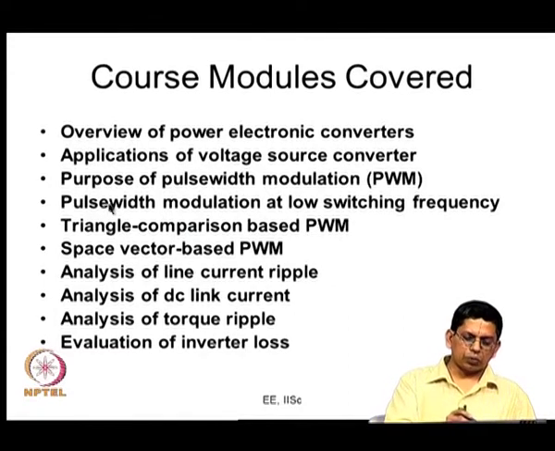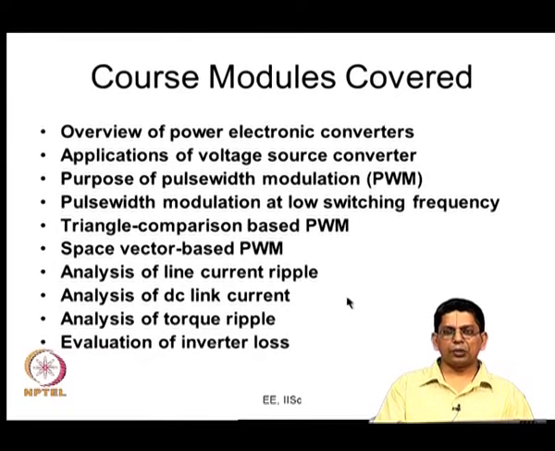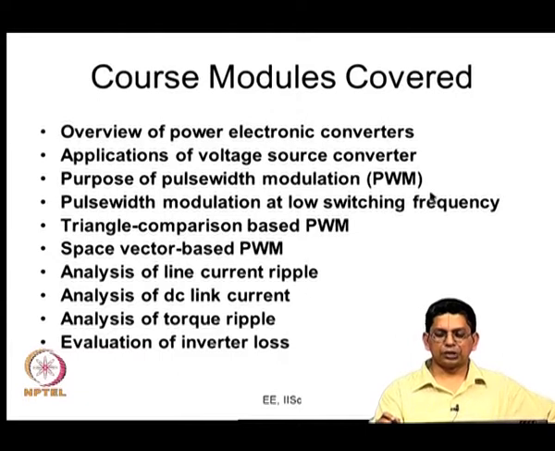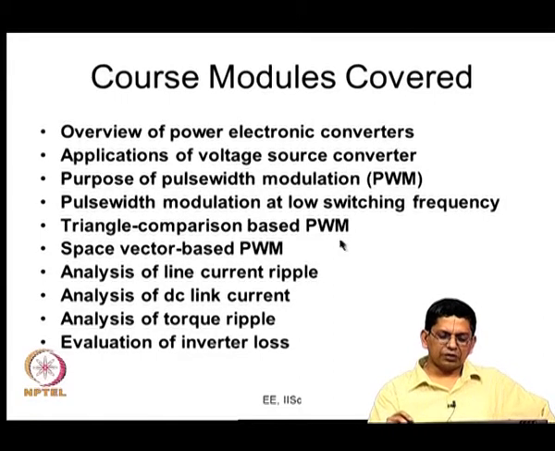To get some background on that, we had a short module on pulse width modulation, where we looked at the Fourier series, how you control the fundamental voltage, and how one can possibly reduce the harmonics. We looked at things like selective harmonic elimination and optimal offline PWM in another module on low switching frequency methods. Then we started looking at PWM generation, which is more commonly used, like triangle comparison based PWM and space vector based PWM, where the switching frequencies are typically much higher than the modulation frequencies.